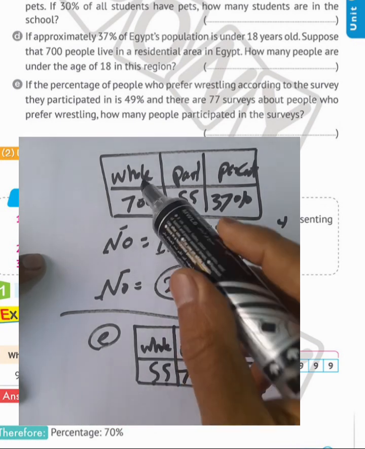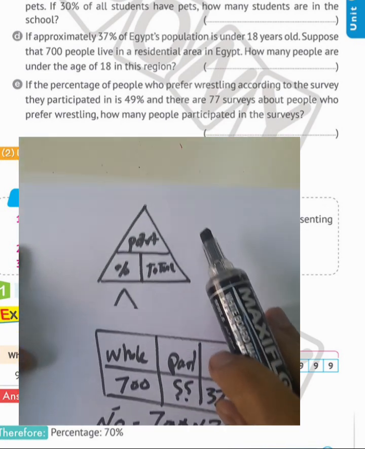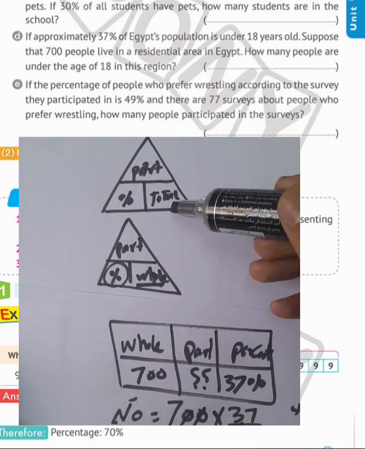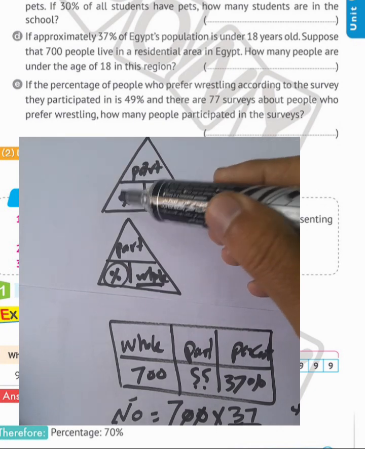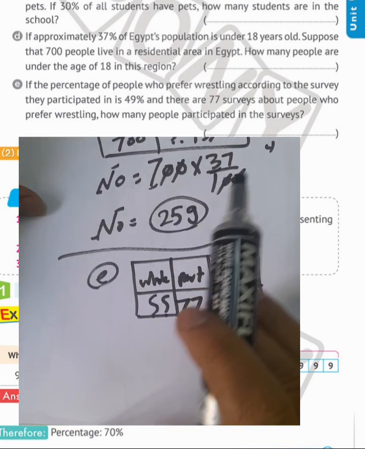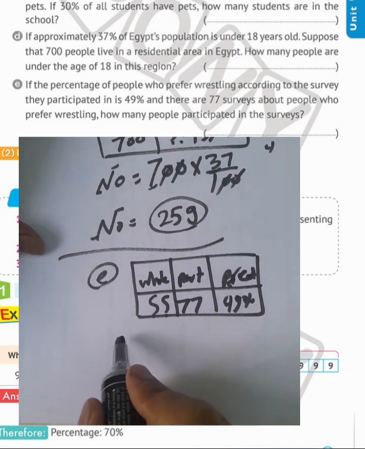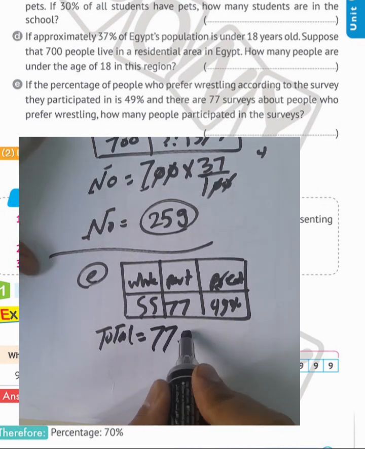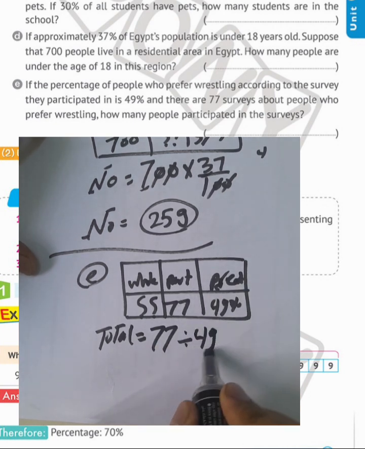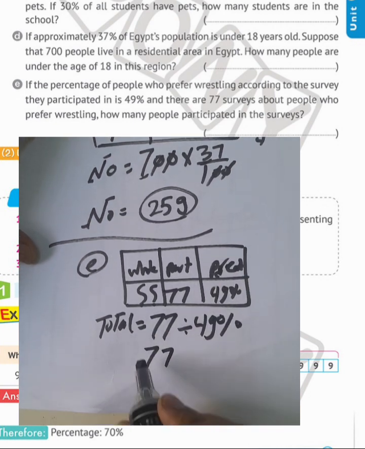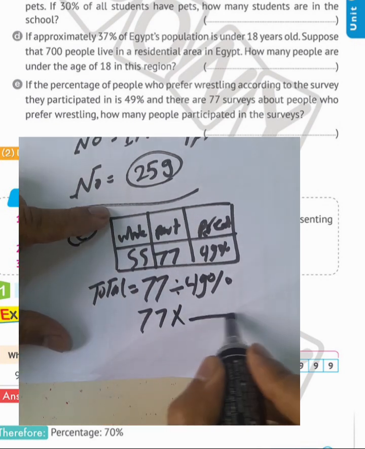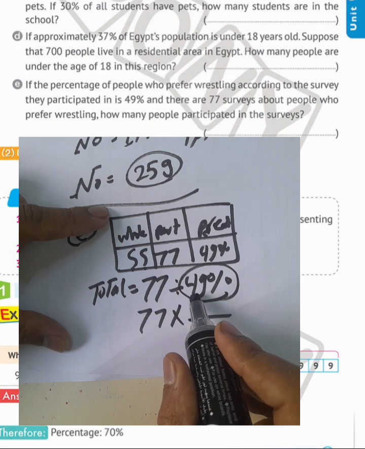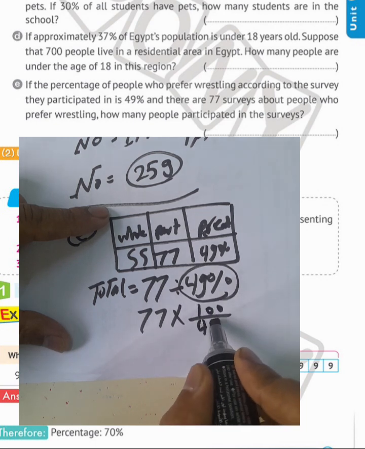To find the whole number from this triangle I drew here, to find the whole number or total number, you must divide the part by the percent. Okay, we must divide the part by the percent. Then the total number will be 77 divided by 49%. Write 77 and convert from division to multiplication. Write the inverse of 49%, which is 49 over 100, so write 100 over 49.